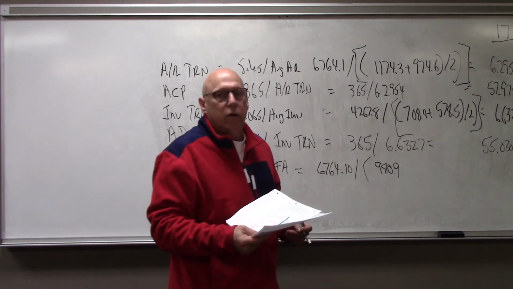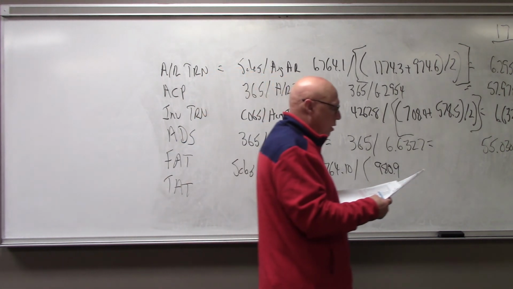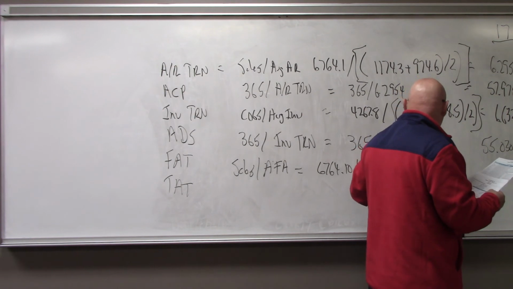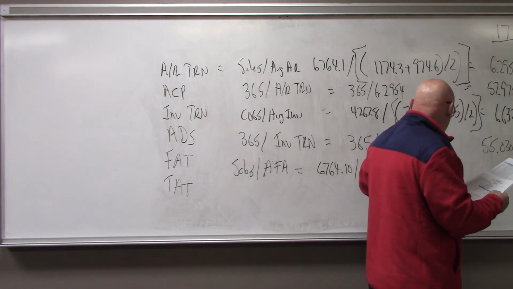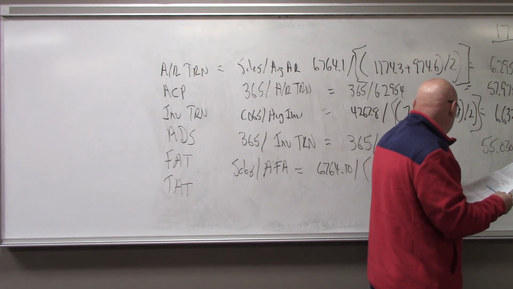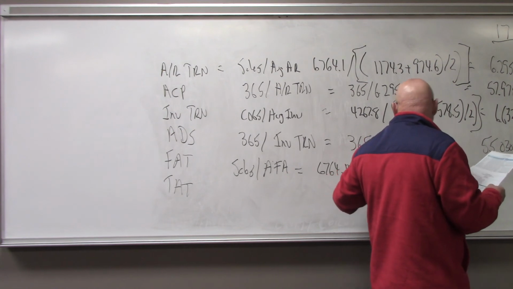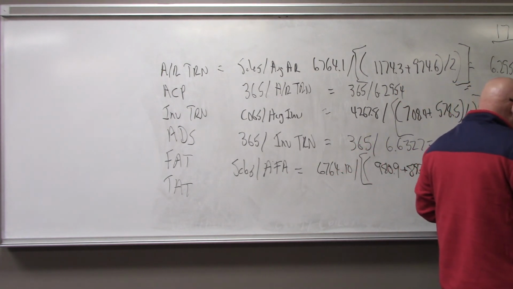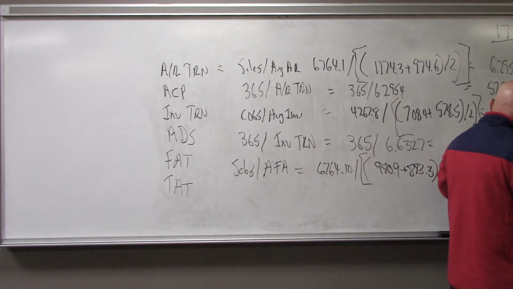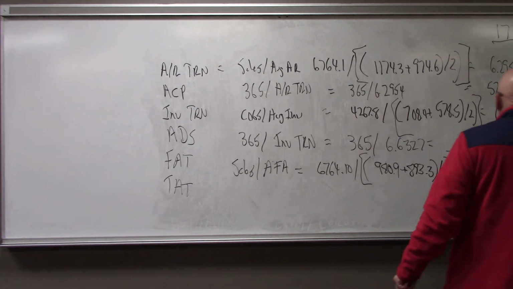So I'll be clear on a test to tell you whether to include intangibles or not. So 980.9 plus 893.3 divided by 2. And our fixed asset turnover is 7.2181 and 6.4879. Okay?